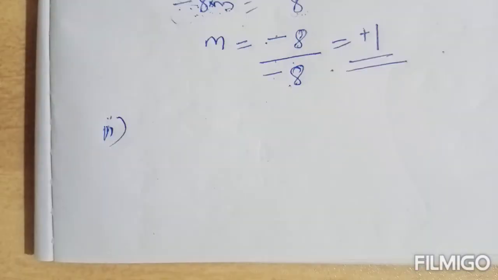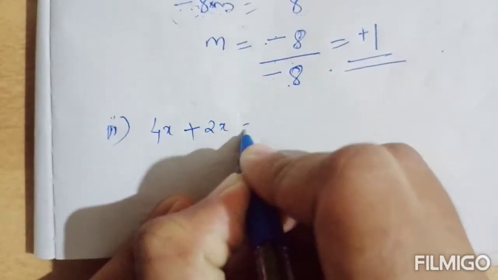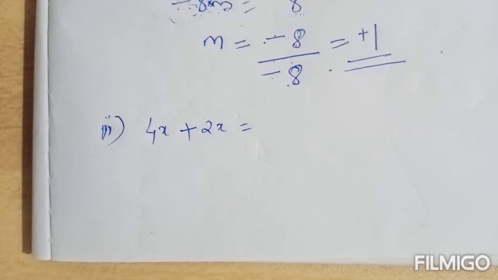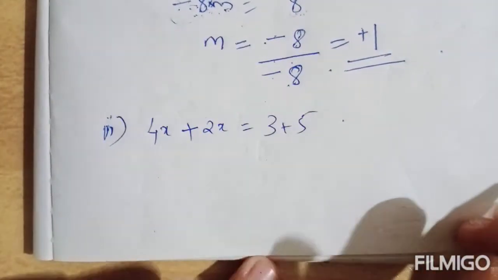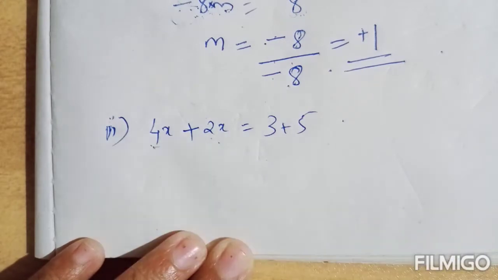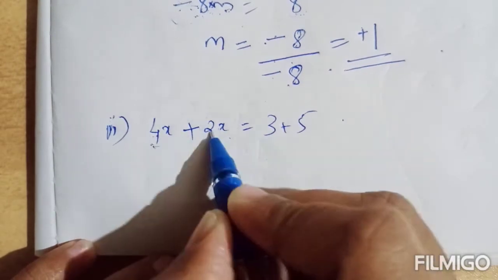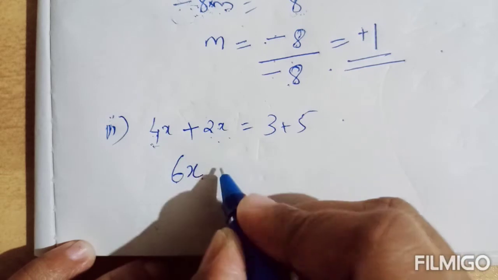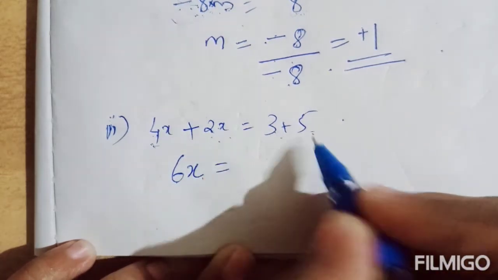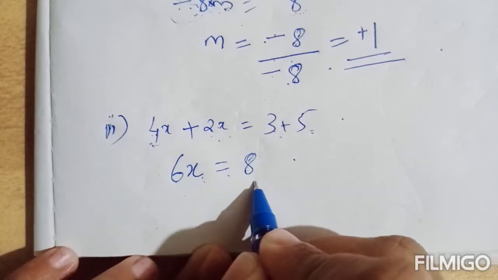In that second one, 4x plus 2x equal to 3 plus 5. Okay, so here 4x plus 2x we can add because they are like terms. Like terms we can add. So 4x plus 2x, 4 plus 2 it is 6, variable is x, so 6x equal to 3 plus 5, it is 8. 6x equal to 8.